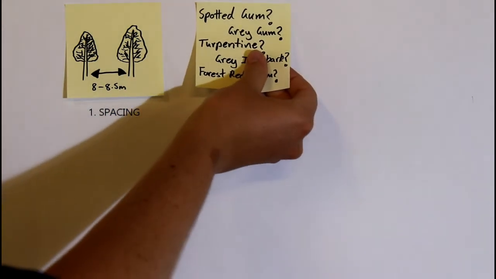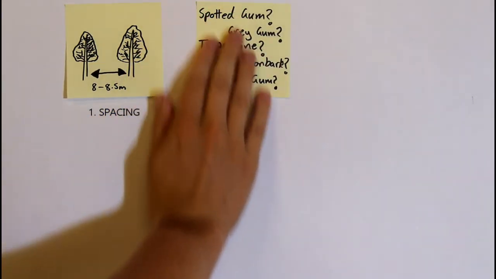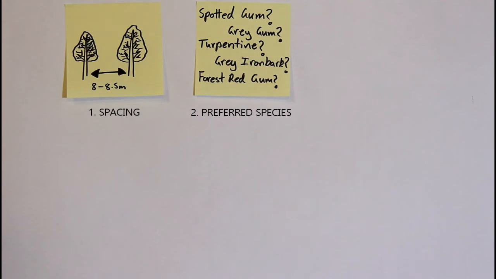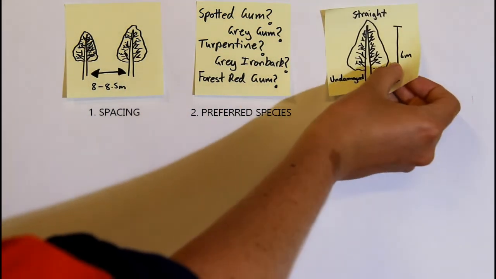Number 2. Preferred species. You need to be able to recognise commercial species from non-commercial species. PFSQ has a species ID booklet and a range of short videos to help you identify common timber species in southeast Queensland. Number 3. Good wood quality.